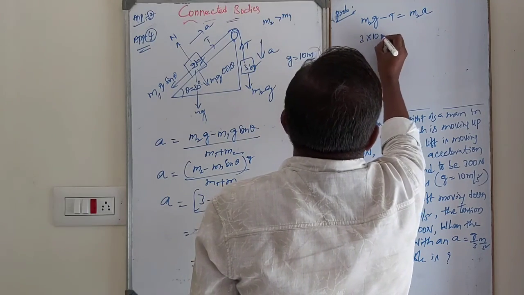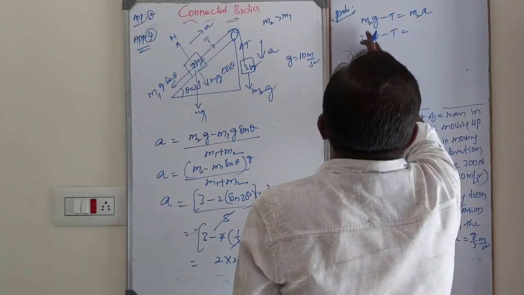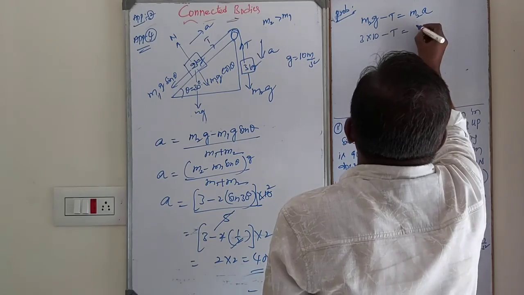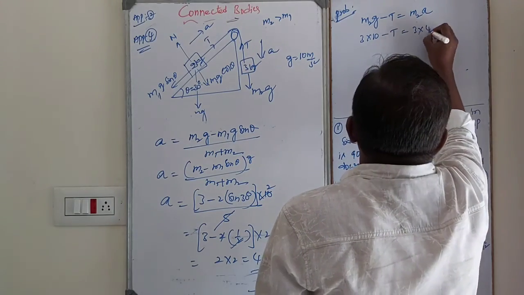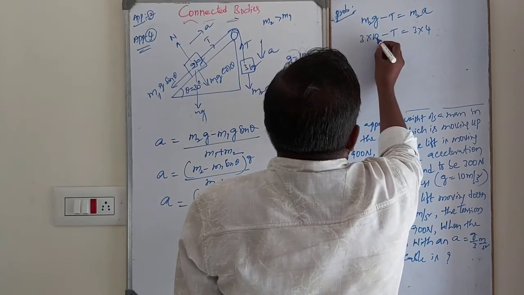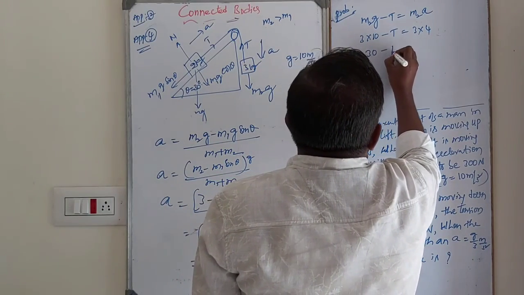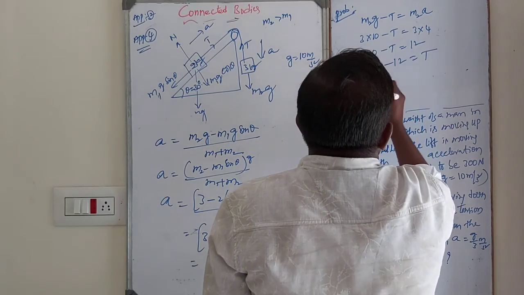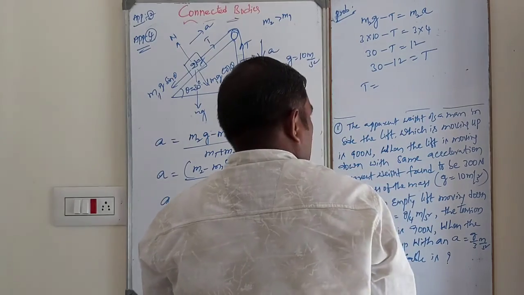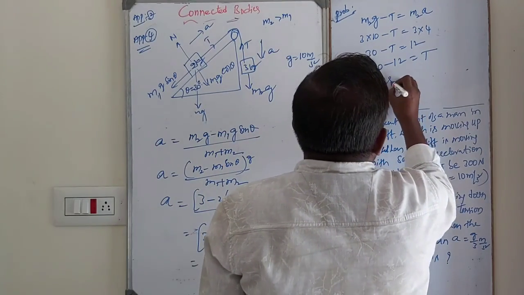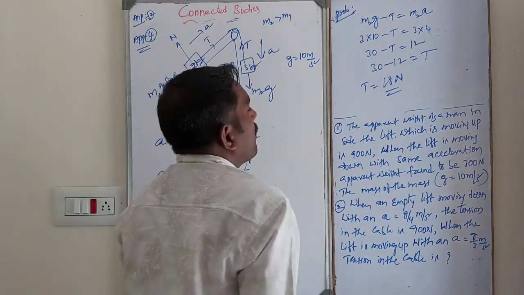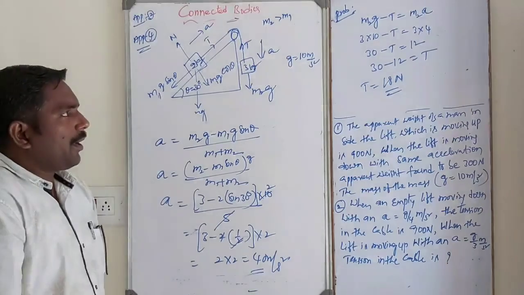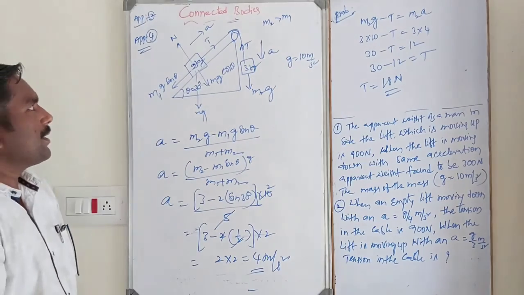3 into 10 minus capital T. The m2 value is 3, the g value is 10, minus T is equal to what? The value of m2 is 3, into acceleration, which is 4. So that is 30 minus T is equal to 12. 30 minus 12 is equal to T. So T is equal to 18 Newton. Simple. So 18 plus 12 is 30. Okay, simply we can calculate it.